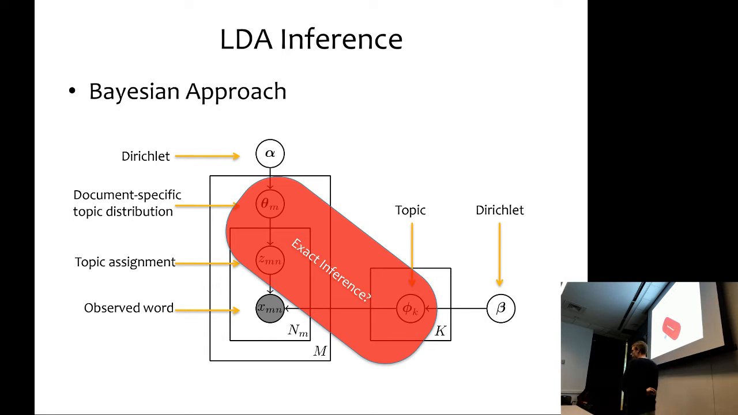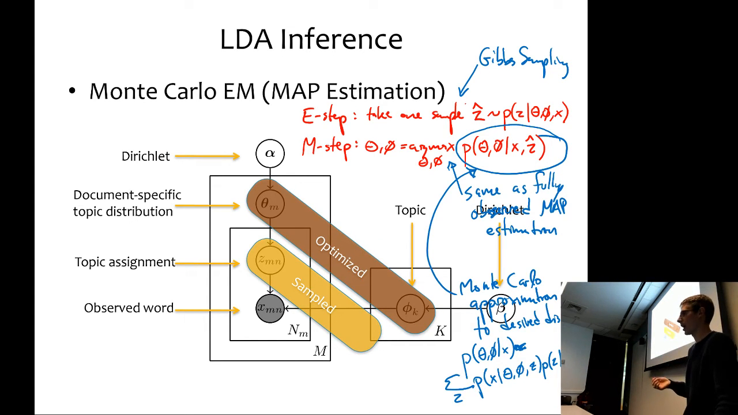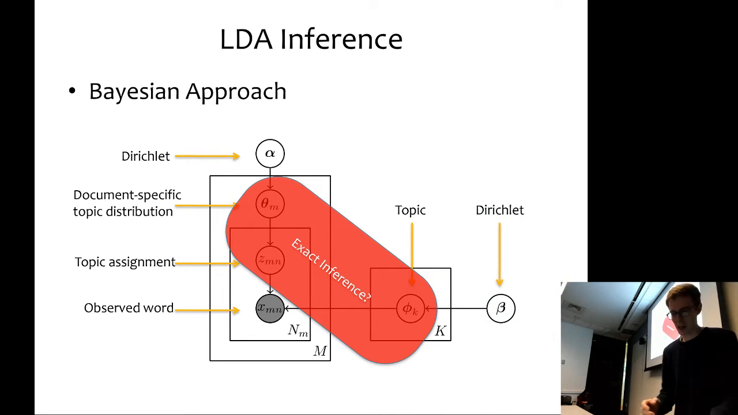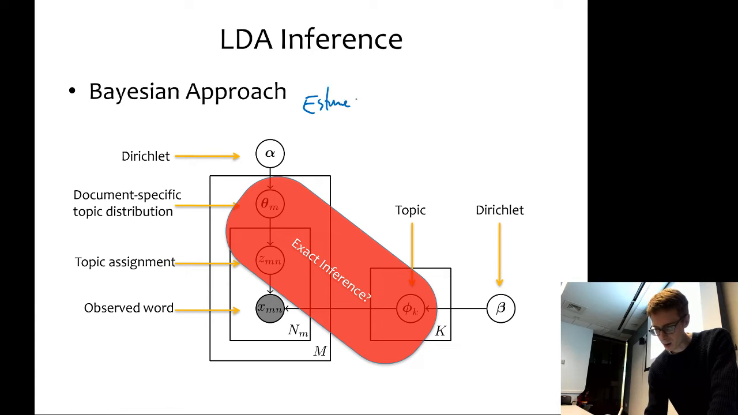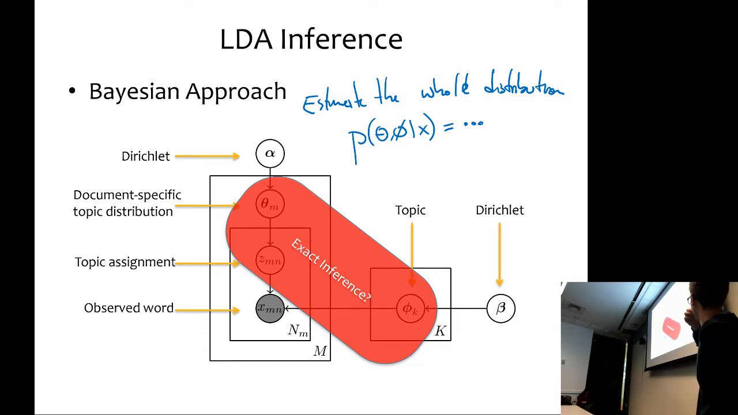Okay, so what about the Bayesian approach? The Bayesian approach here would say we want not a particular point estimate of theta and phi, which is what these EM algorithms are giving us. They're giving us back a particular value of theta and phi, just one. Bayesian inference says, let's estimate the whole distribution, which is going to be p of theta and phi given x. And to figure out, what does that distribution actually look like?